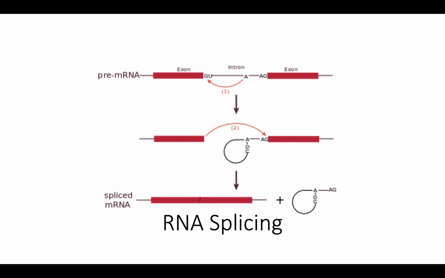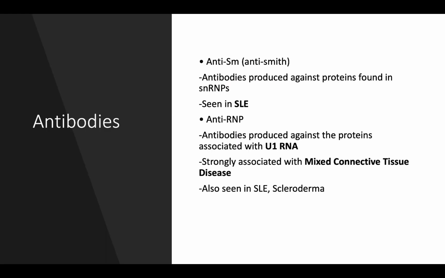If we want to add a clinical tie-in here, you will hear about this a lot, or you will do it in the lab: what is called anti-Smith antibodies. Anti-Smith antibodies are present in lupus, so they are antibodies produced against these SNRNPs. So you have antibodies made against nuclear proteins, which are specifically the SNRNPs.